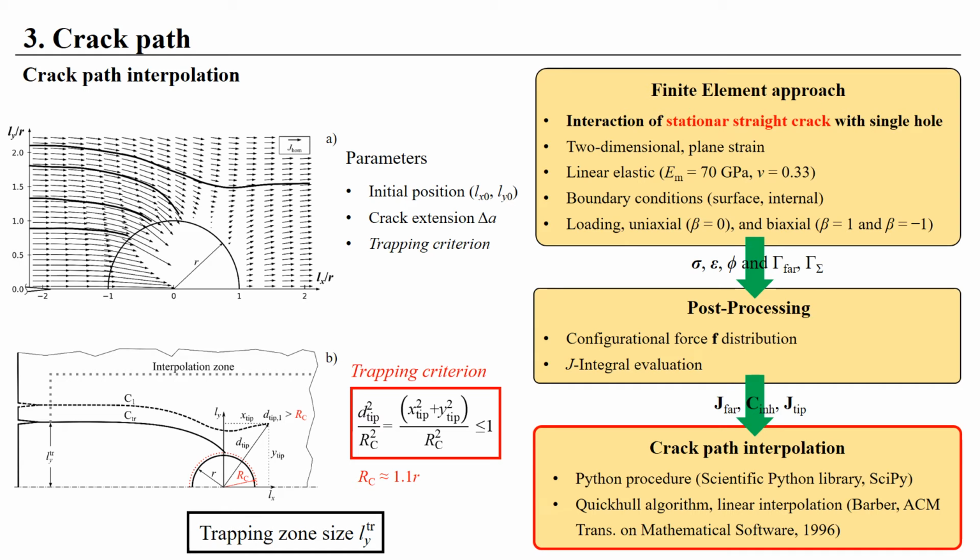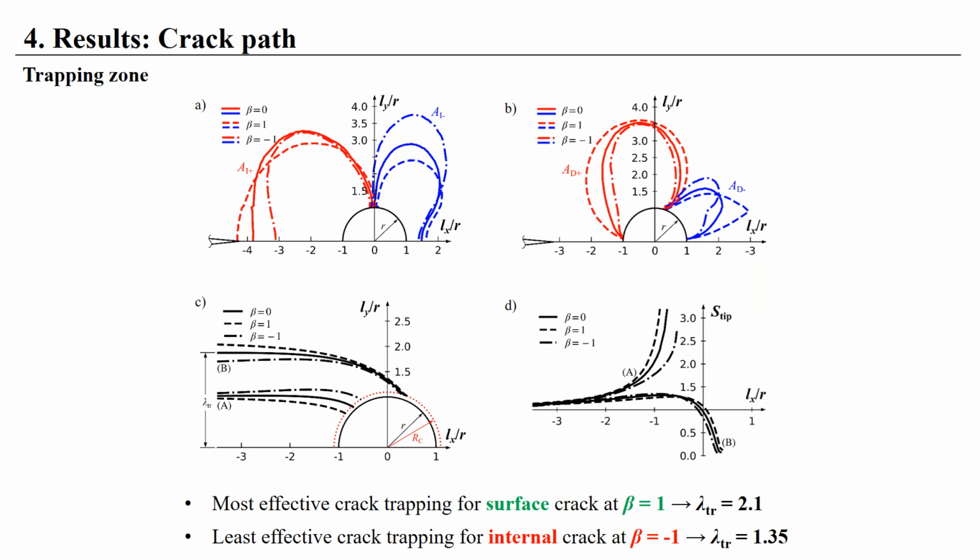The trapping zone is measured at the beginning of the interpolation zone. The size of the interpolation zone is roughly defined where the normalized crack driving force S-tip is in the range of 2% compared to the homogeneous case. At this distance, crack deflection does not yet occur.